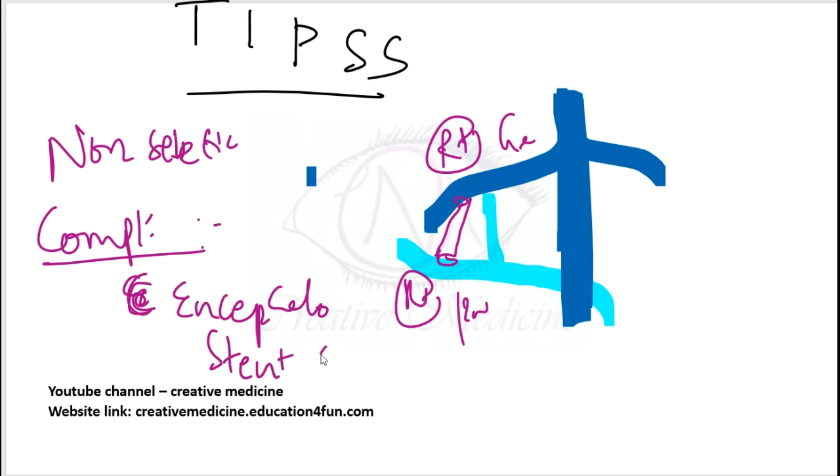This stent can undergo stenosis, or stent thrombosis can also occur in this patient. So this is one thing which you should remember.